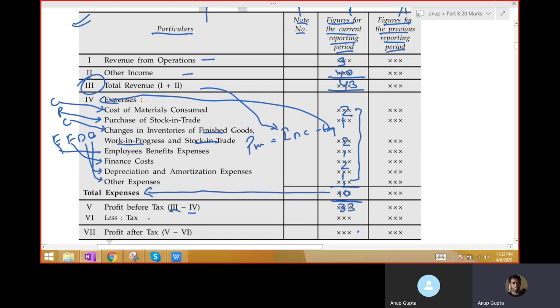Okay, then tax, say for example tax is at the rate of 50%. So 50% of what? 50% of profit. So 50% of 33 is 16.5, subtracted. After paying the tax, whatever is left is known as profit after tax. That is 33 minus 16.5 is 16.5. Done. This is how you record the format of statement of profit and loss.